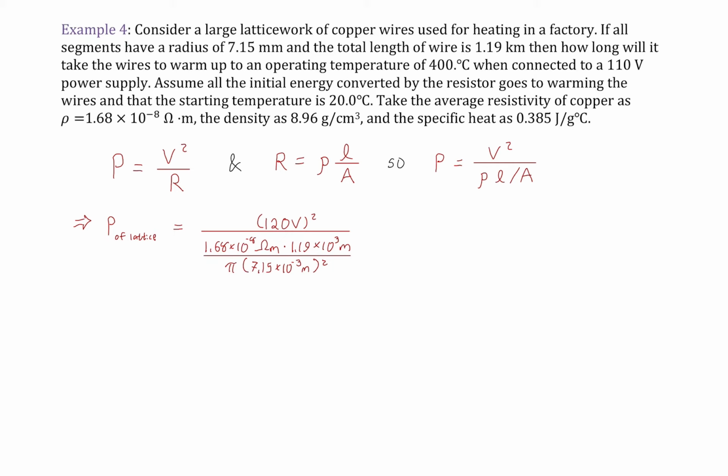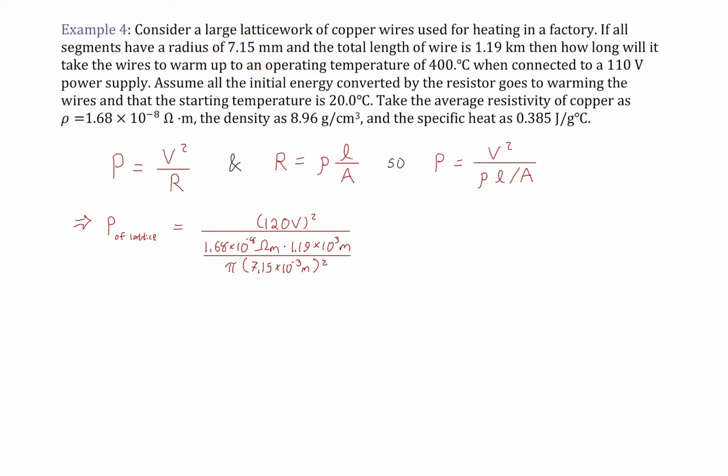Also, this assumption that I say, assume all the initial energy converted by the resistor goes to warming the wires. That means that none of it is being conducted away from the wire. None of it is being radiated away from the wire. The energy is making its way throughout the actual thickness of the wire and hasn't started dissipating away from it yet.